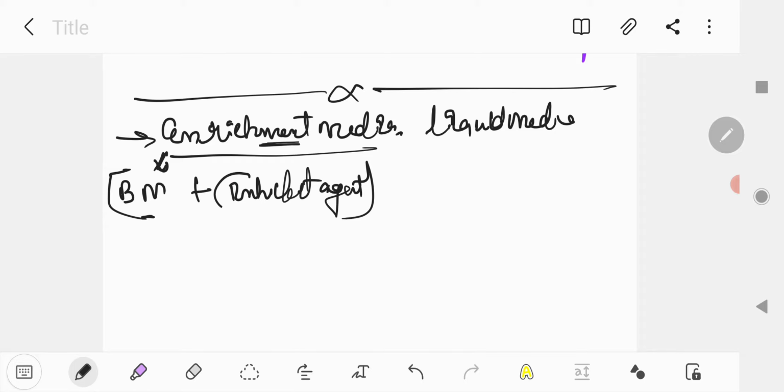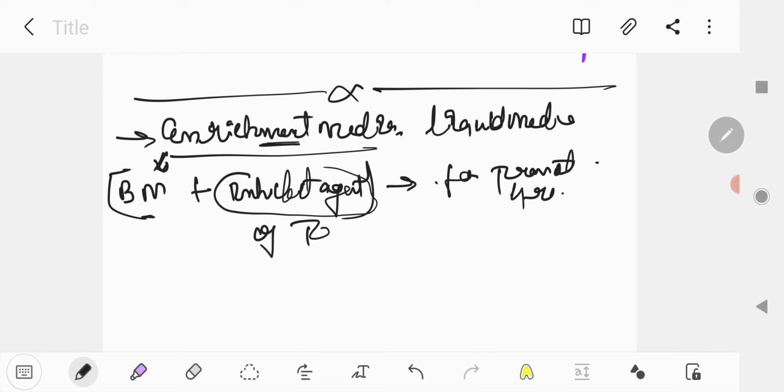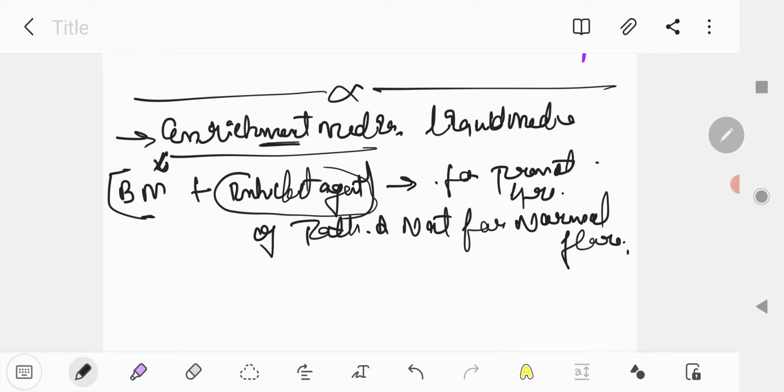But here we take inhibitory agents for what purpose? The purpose behind the inhibitory agent is to promote growth of pathogens, and not of the normal flora. The best classical examples are three. You have to remember these.